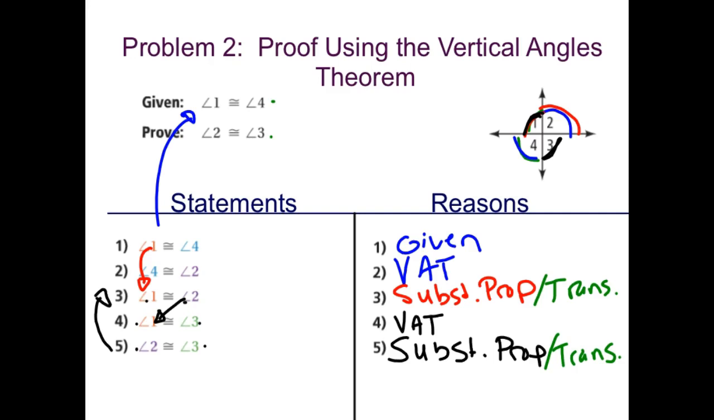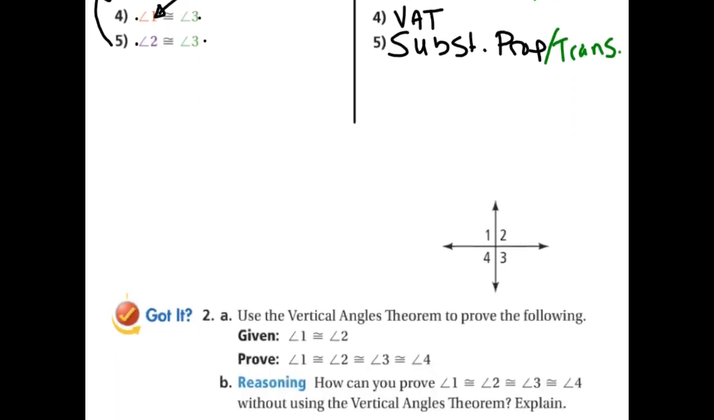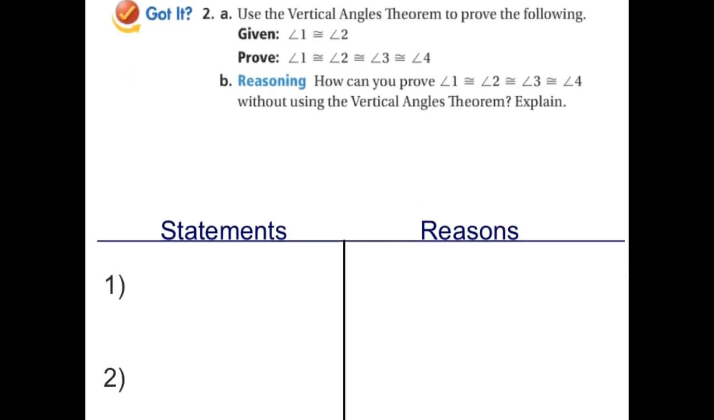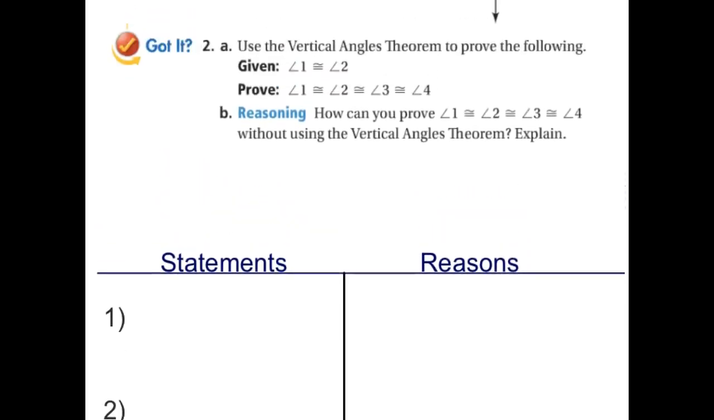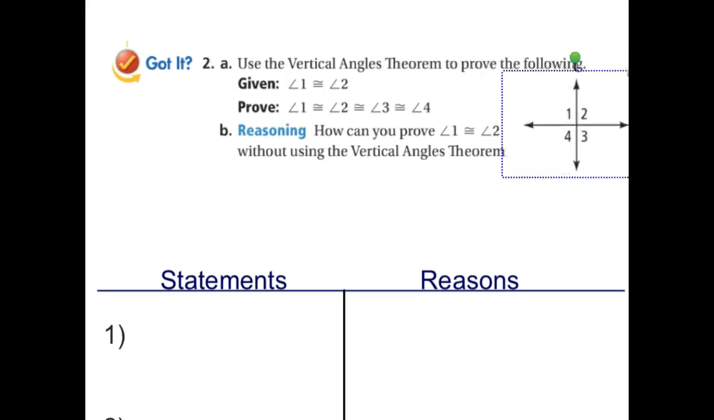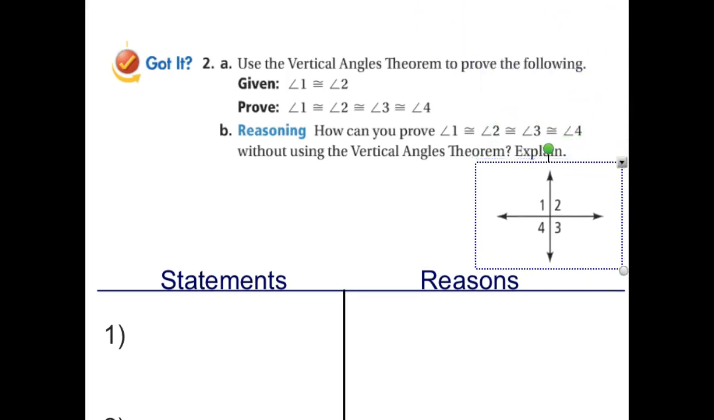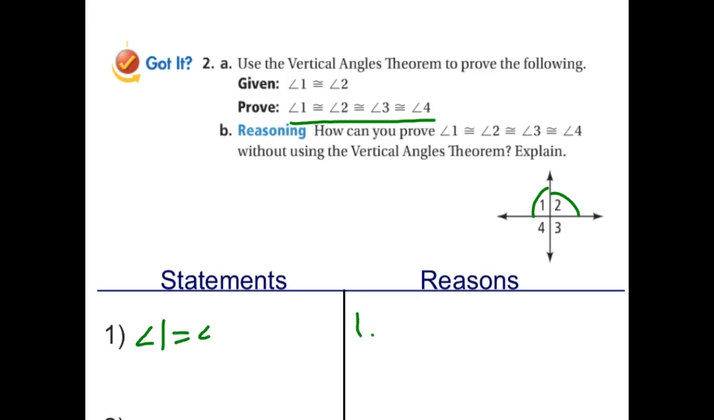Alright, so we've got this next one. It's the same exact picture, but what we're trying to prove is different. So, we're given angle 1 and 2 are congruent this time. And we're trying to show that all of them are congruent. So we want to start our proof with our statement, angle 1 is congruent to angle 2. We always start with the given. Our reason is the given.